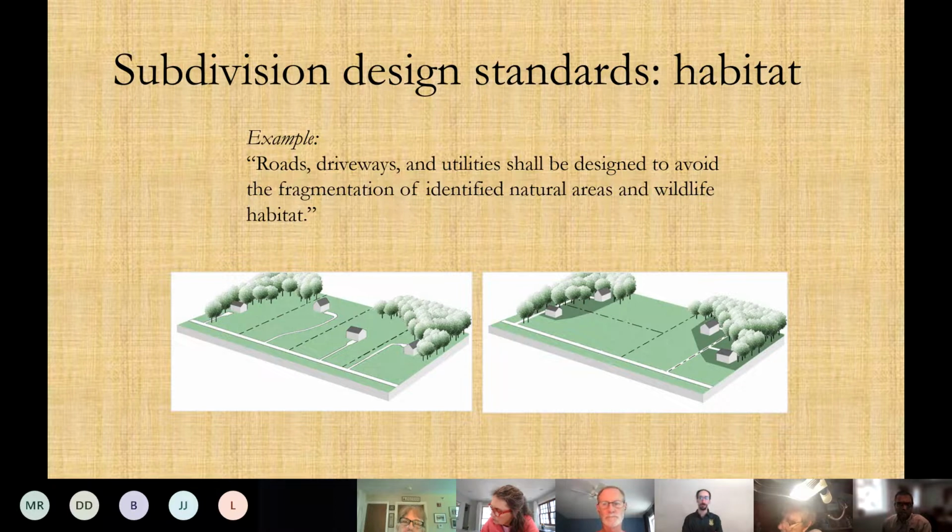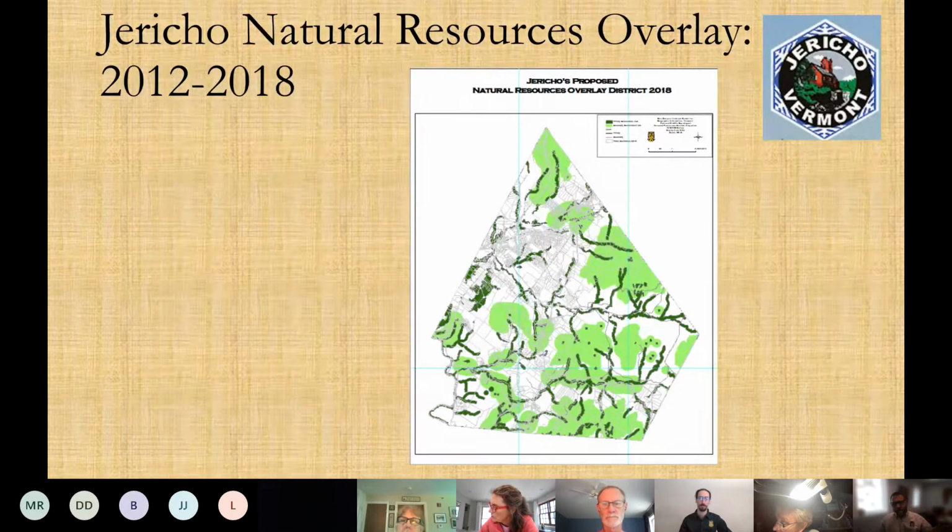these standards. All right, so let me just give you an example of an overlay district. We had talked about overlays as being on top of the existing districts. And so what you can do is add standards. The overlay district would say all the standards of the underlying district apply, and then you can add more standards. So in 2012, Jericho first did its natural resource inventory. I'll tell you about that, an example, in the end of the slideshow.